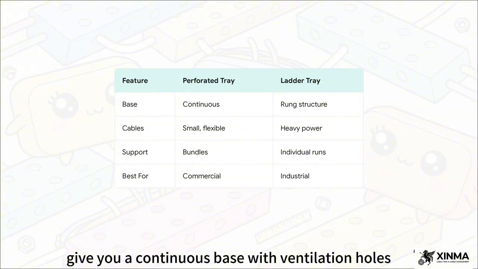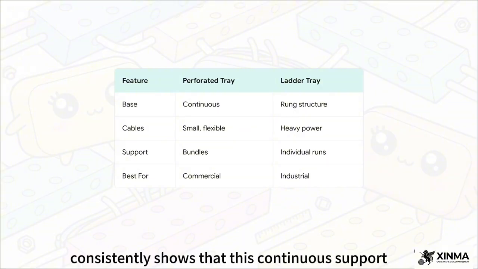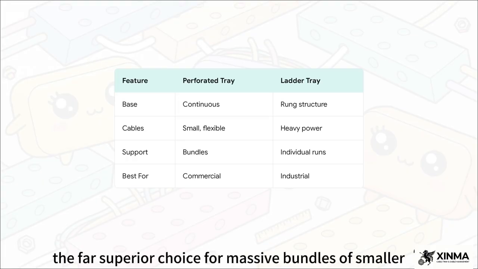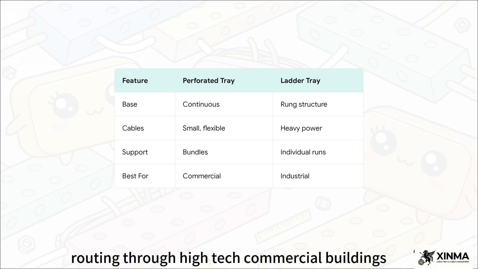Perforated trays, however, give you a continuous base with ventilation holes, and real project data consistently shows that this continuous support makes perforated trays the far superior choice for massive bundles of smaller, flexible cables. You know, like the dense data networks routing through high-tech commercial buildings.